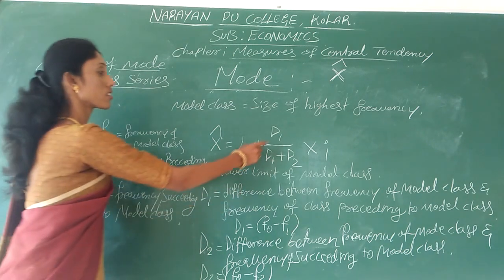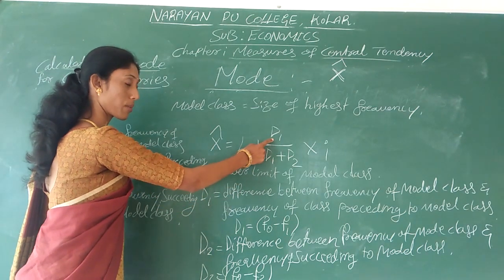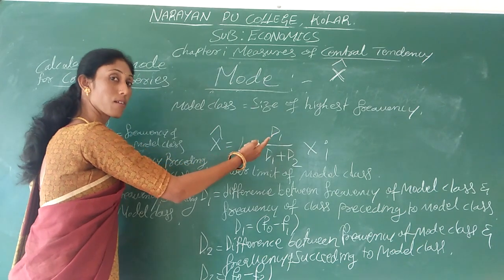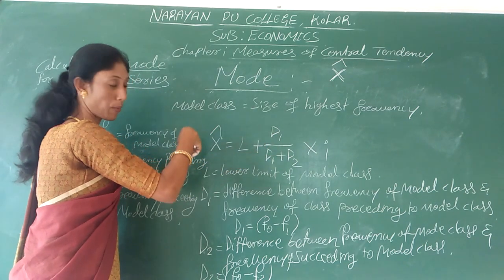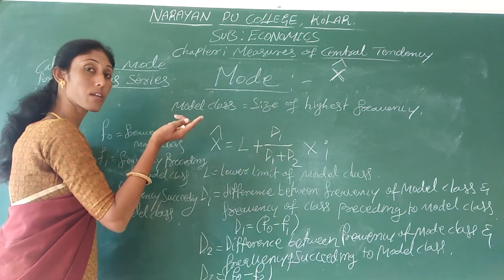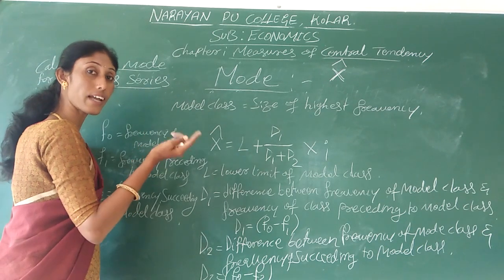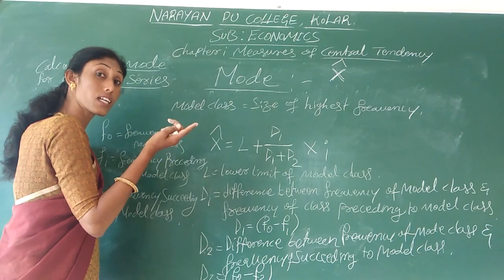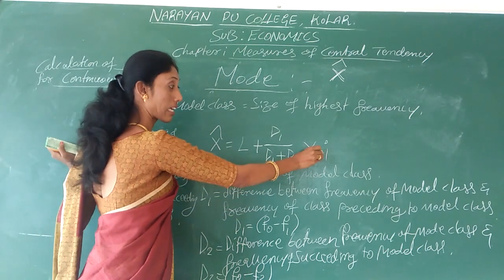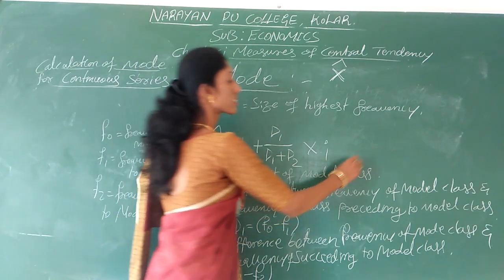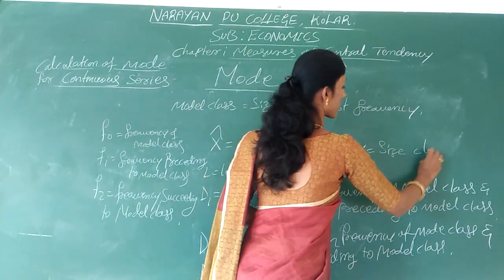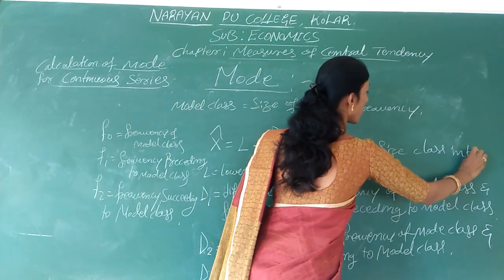This is how to find d1. d1 means the difference between the frequency of the mode class and the frequency preceding the mode class. d2 means the difference between the frequency of the mode class and the frequency succeeding the mode class. Got it right? After that, h denotes the size of the class interval.